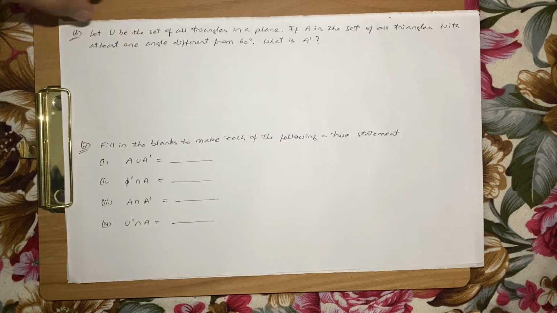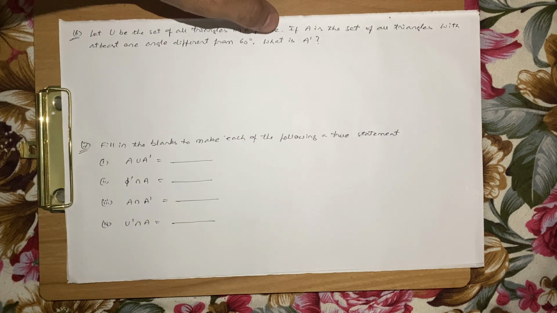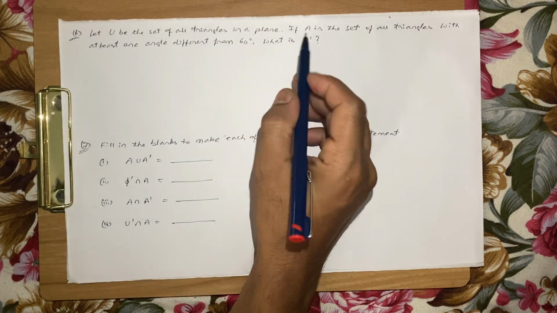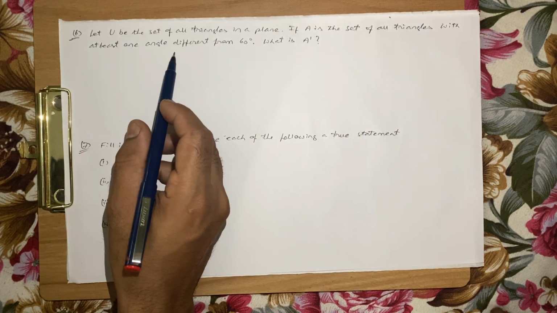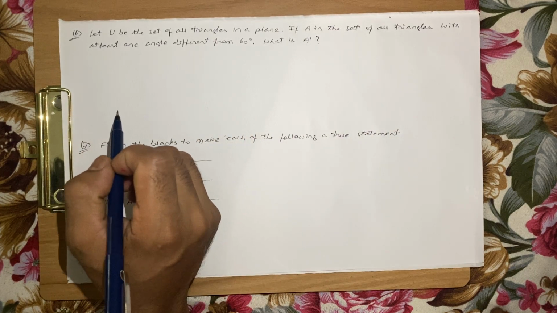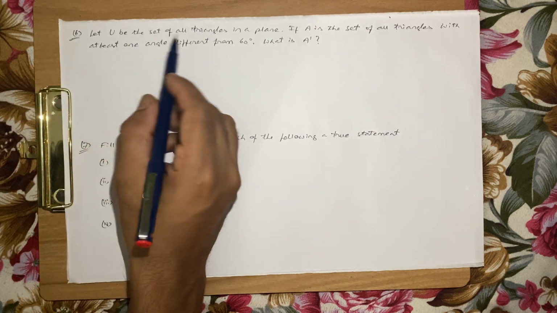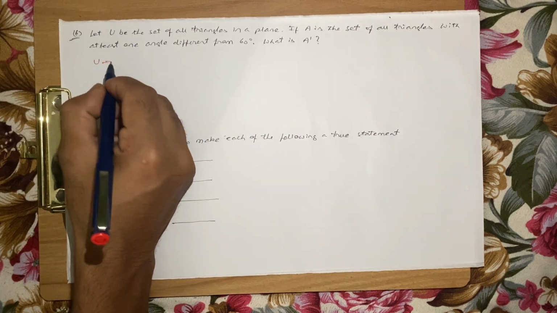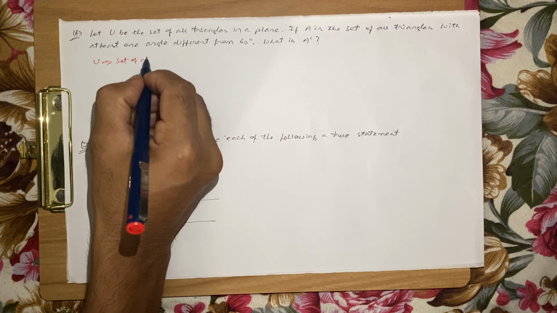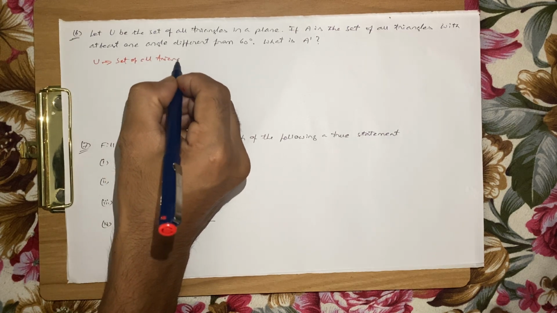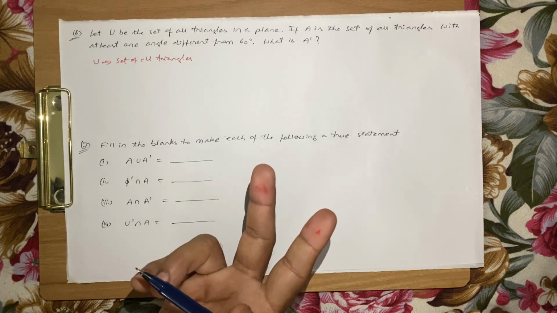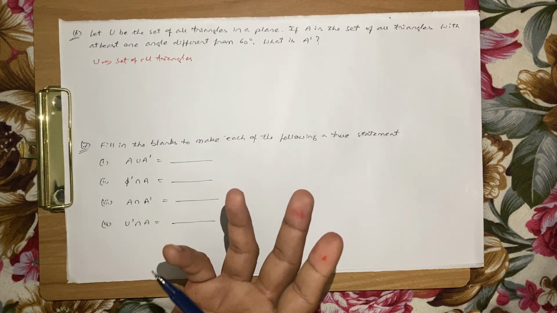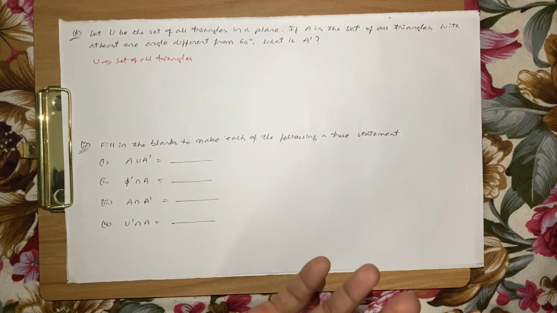Here it says, let U be the set of all triangles in a plane. If A is a set of all triangles with at least one angle different from 60 degrees. Now U is a set of all triangles in a plane. All triangles means it can be an equilateral triangle, an isosceles triangle, an acute angle triangle, a right angle triangle, any type of triangle.